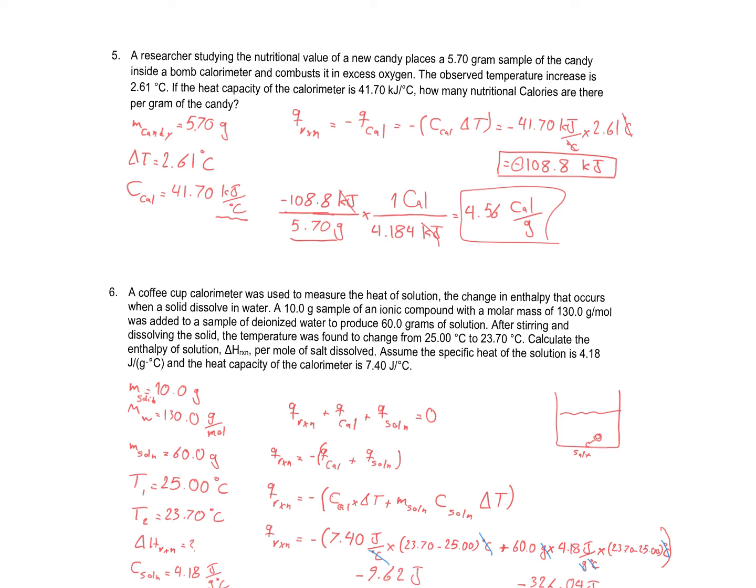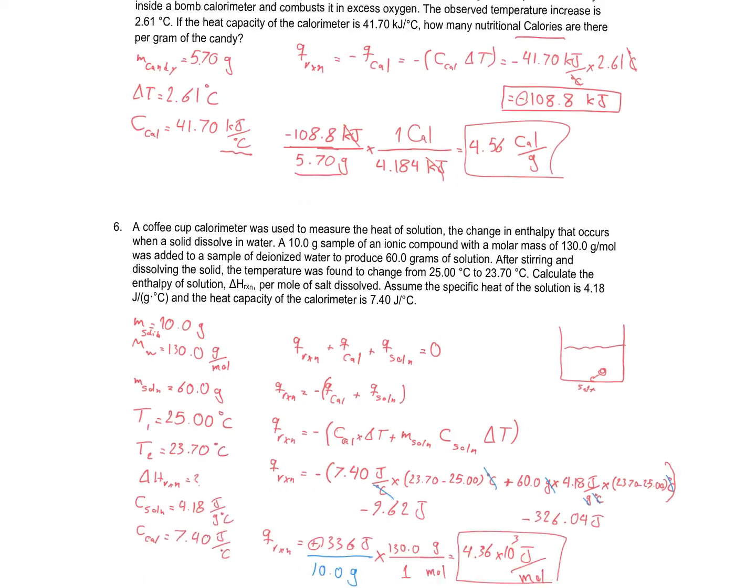We do that, but the question is asking calories per gram, not kilojoule per gram. So you have to do one conversion. 4.184 kilojoule is one calorie, and you do the conversion and you get 4.56 calorie per gram. Question number 6.